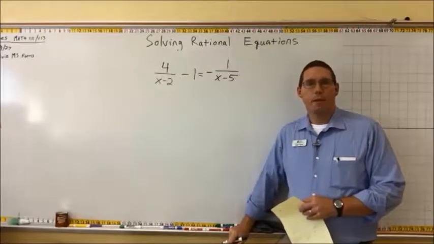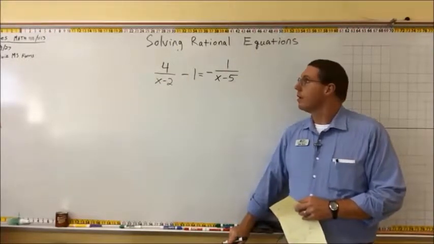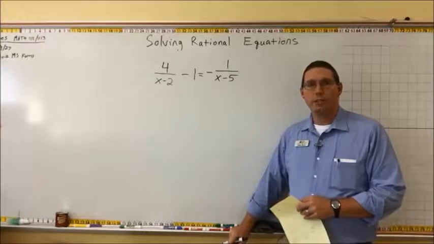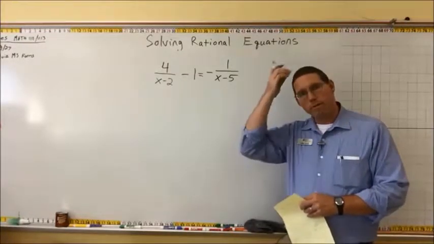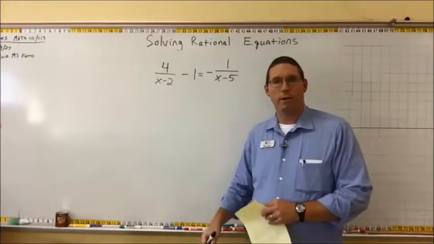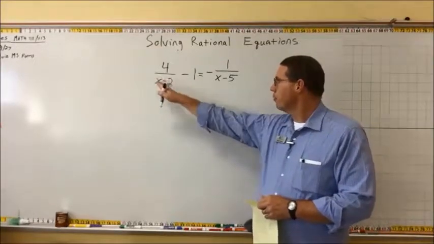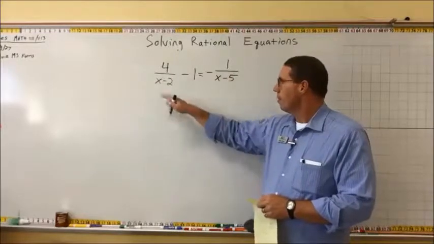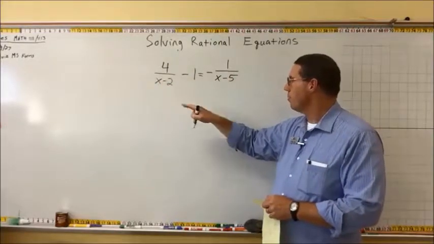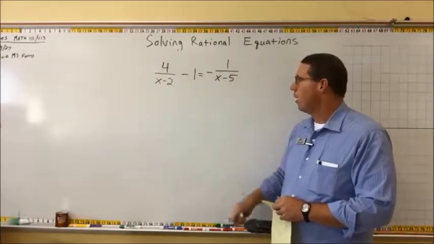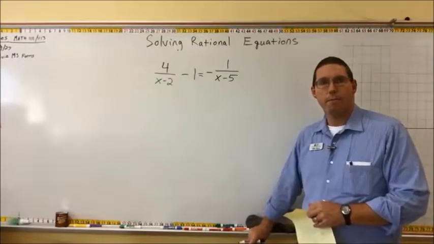Howdy folks. We're going to continue with learning about solving rational equations. And what we've just done before is we solved rational equations where there's only one rational expression. Here in this one we have two rational expressions. We have 4 over x minus 2 and we have negative 1 over x minus 5, right?